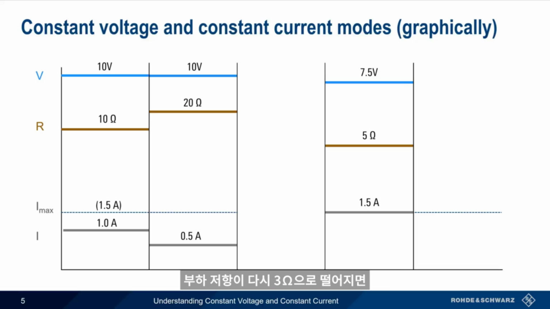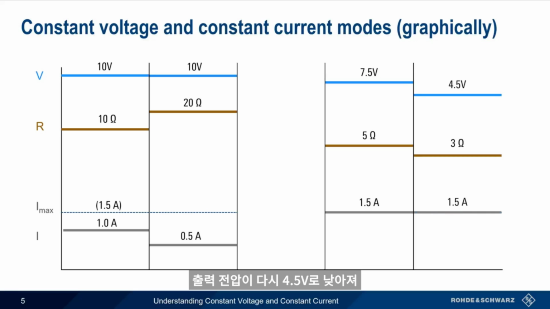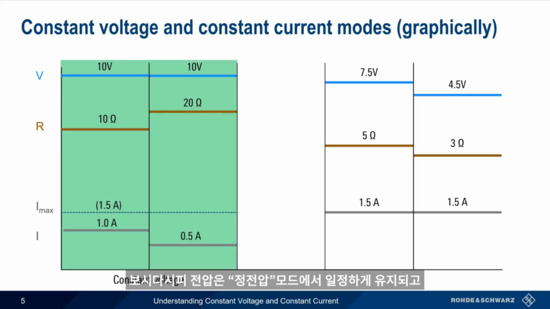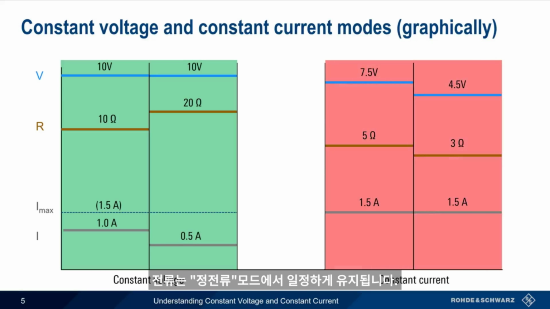And if load resistance dropped again to only 3 ohms, then the supply would lower output voltage again to 4.5 volts to ensure that the output current is limited to 1.5 amps. As we can see, the voltage remains constant in constant voltage mode, and the current remains constant in constant current mode.